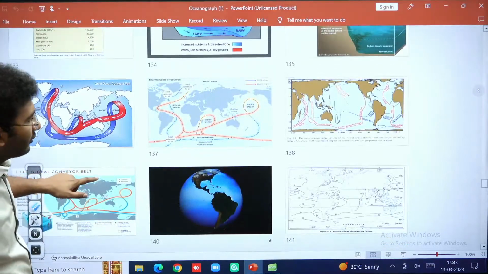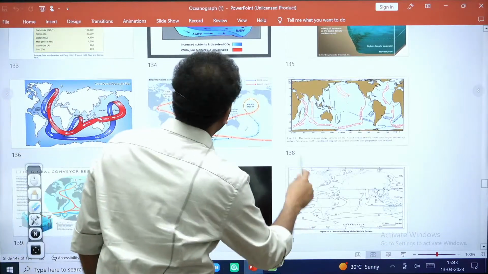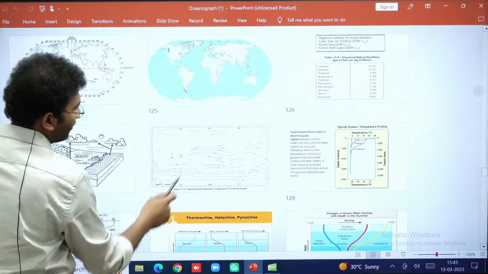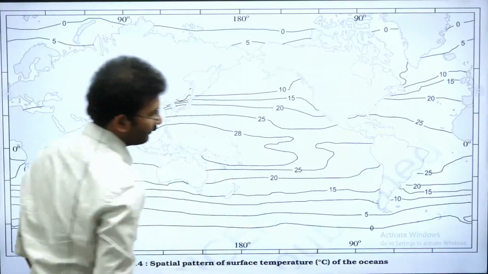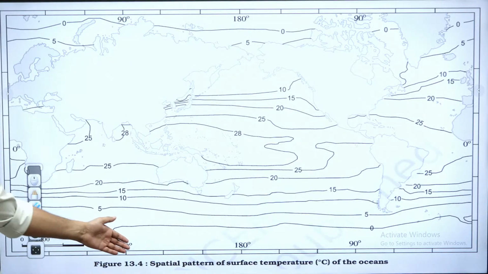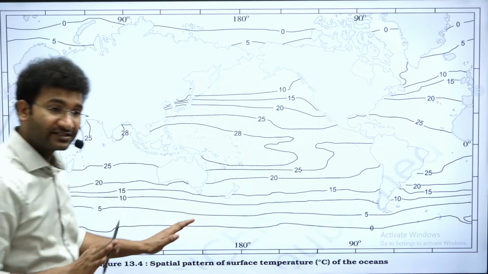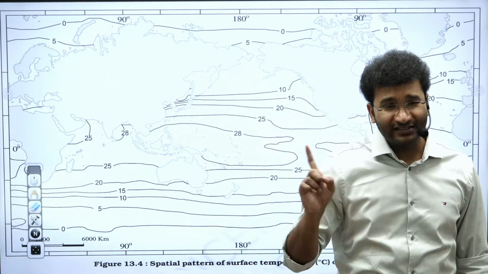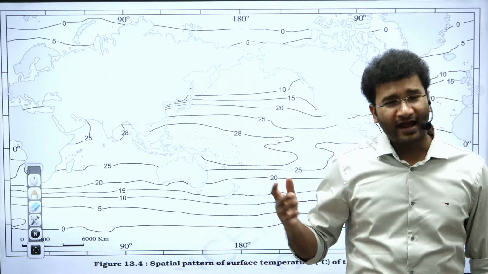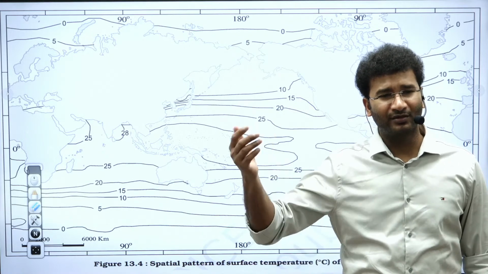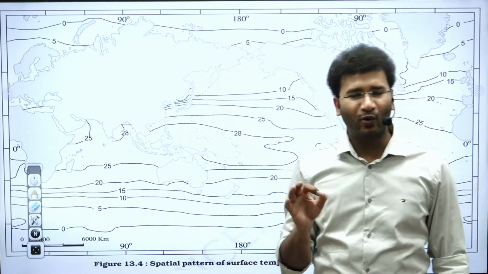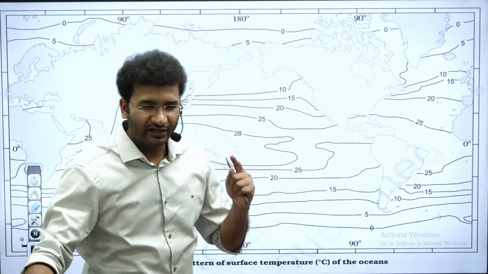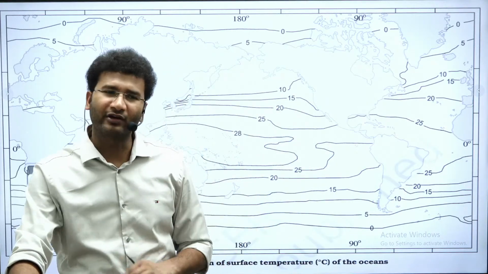across the globe. Now look, this map, I've already directly taken it from the NCERT. Look, spatial pattern of the surface temperature of the ocean. The temperature of the ocean which NCERT discusses, that the annual average temperature of the northern hemisphere is more. It is only confined to the surface water, but they do not take into account the bottom water.